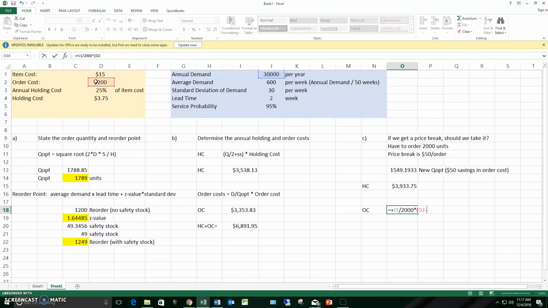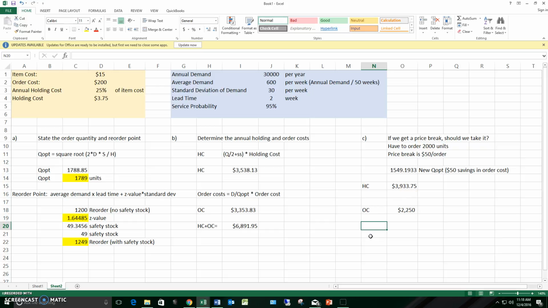Instead of 200, we're getting a discount of 50. So our ordering costs have gone from $3,353, because we were placing more orders during the year, and it was costing us more per order. That order cost has now dropped to $2,250. So while our holding costs went up, our ordering costs went down.